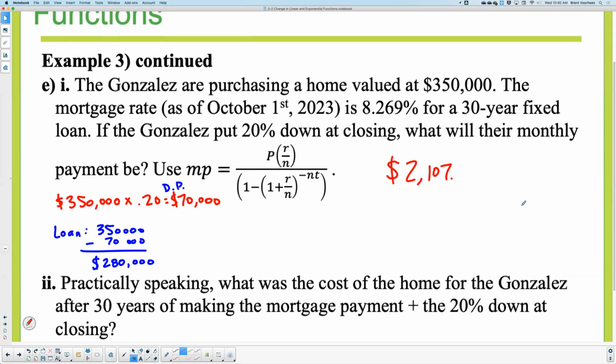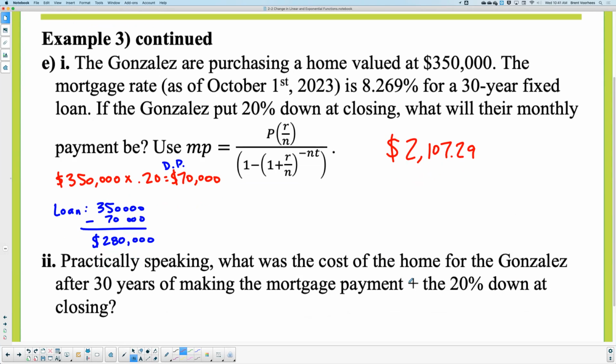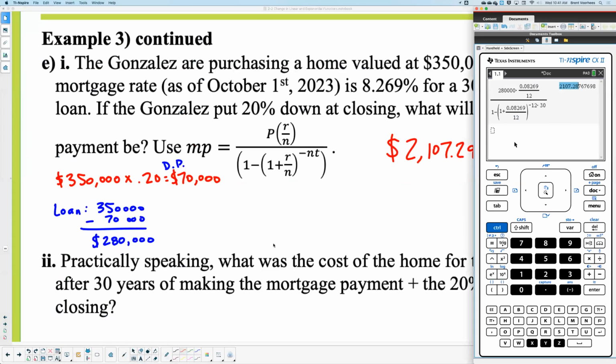So practically speaking, let's find out how much our house cost us. If that's our monthly payment, we make this payment, and how often do we make that payment? You do it for 30 years. You pay 12 times per every year. Does that make sense? So 30 years and you're making that payment 12 times per year.